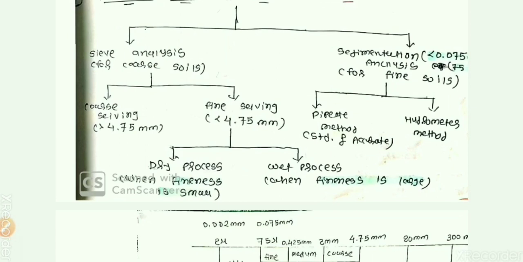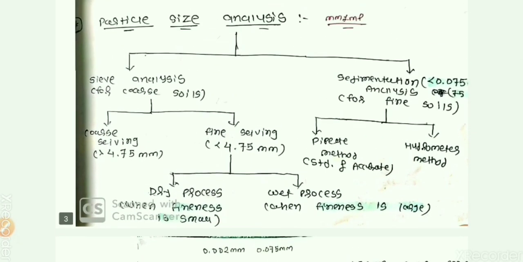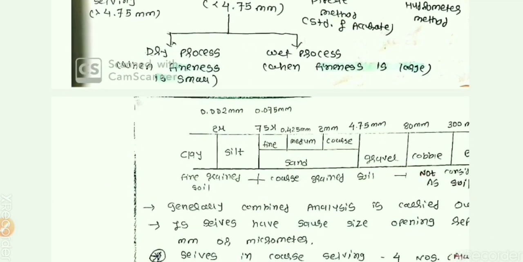Now in fine sieving, there are two further types. The first one is the dry process and the other one is the wet process. If we have more fineness in the particles, or clay, then we go for the wet analysis, and if there is a small amount of fineness, then we go for the dry process. In the sedimentation analysis, there are two standard methods: the pipette method and the hydrometer method. According to the size, here we have the chart.